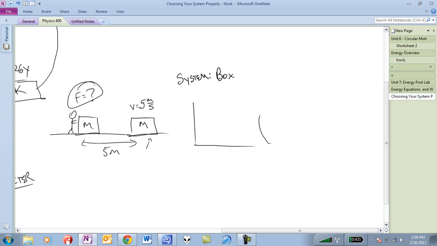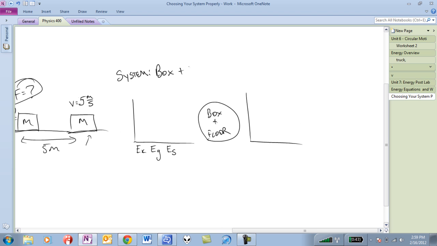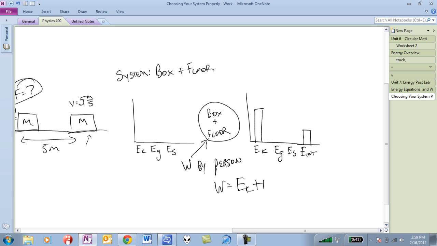Anyways, it really doesn't matter as long as when I draw my LOL diagram, you'll notice that there is no EK, there is no EG, there is no ES, because all I have is box, and let's put friction in there just for kicks. Box and the floor, so we have both of that. And because I've chosen my system like this, why is this so nice? Because when I get EK at some point, EG, ES, and then of course the E internal that also appears there, I can realize that the work done by the person is actually going to be equal to both that of the EK plus E internal.